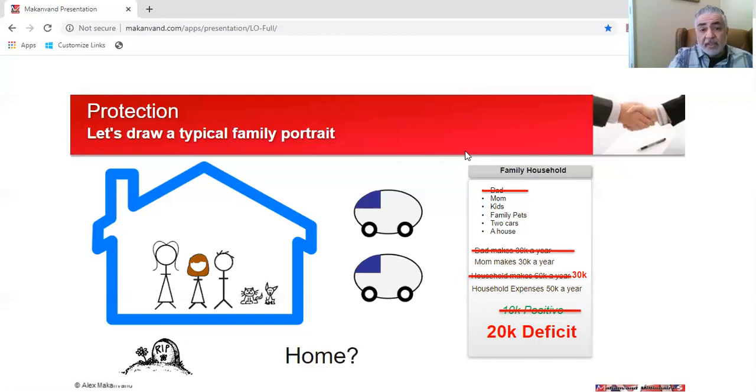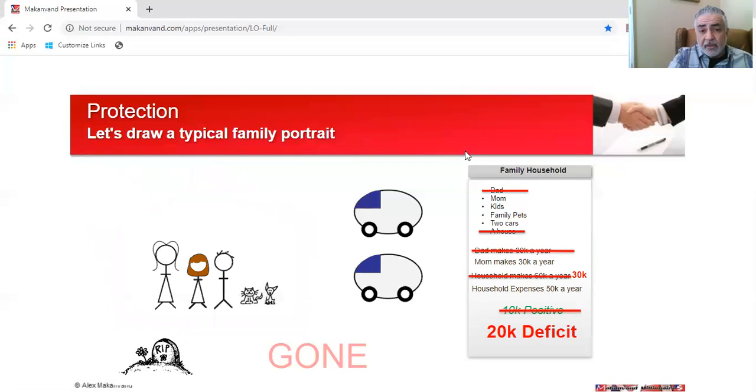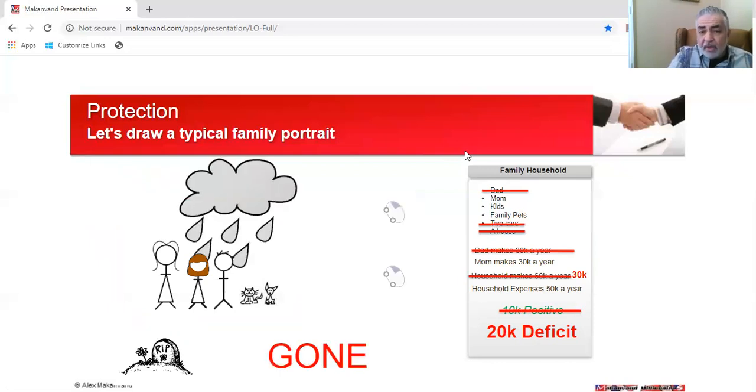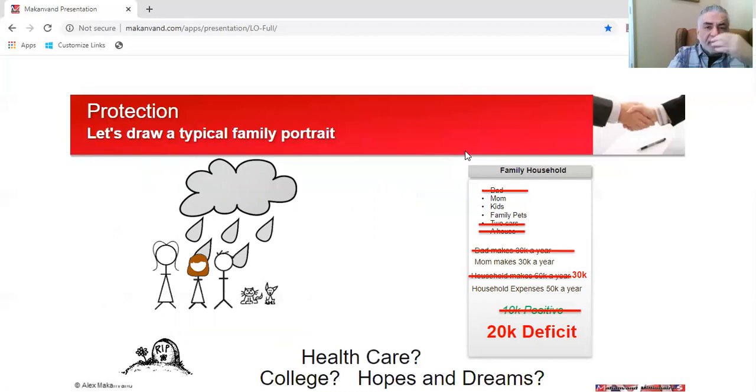So let's take a look at what's going to happen to them. Their home, most likely, it's going to be gone. Their cars, because they don't really own anything, they have car payments, they're going to be gone. But more important than all the material things in the world that they have, what about their goals, their dreams? Healthcare, college for the kids. All those things are just gone, gone, gone.